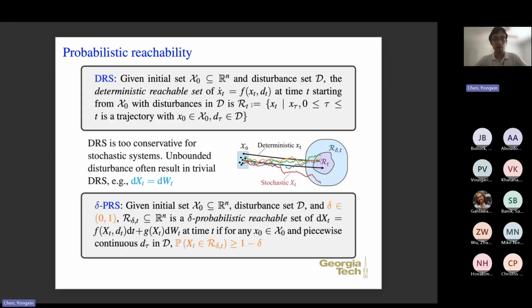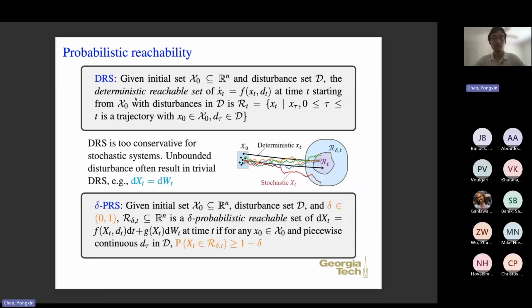This is a great definition, but it is a bit too conservative for stochastic systems. To see this, let's look at a very simple example, where your dynamics is just a Brownian motion, which basically means you are doing a complete random walk. Because dW is Gaussian noise, at any time t, x_t is a Gaussian random variable, and we know a Gaussian random variable can take any possible value in the entire space. Which basically means you can reach the entire space.